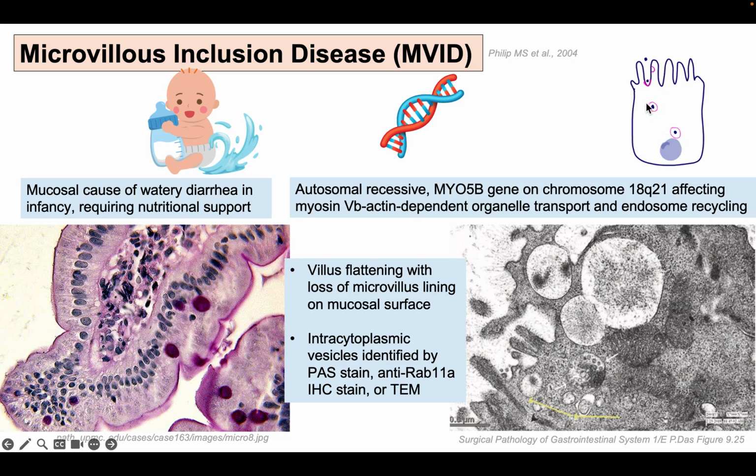So this microvillus inclusion under the brush border, you will see on electron microscopy or on special stains like PAS stain or IHC like CD10, then the anti-RAB11 IHC. You can see this microvillus inclusion in the enterocyte, which are the entrapped endosomes. This is the most common mucosal cause of watery diarrhea in infancy requiring nutrition support. This is the electron microscopic image, and you can see the inclusion body beneath the brush border of the enterocyte.